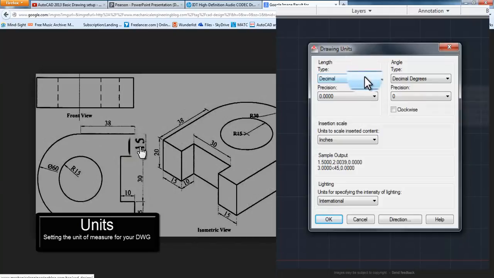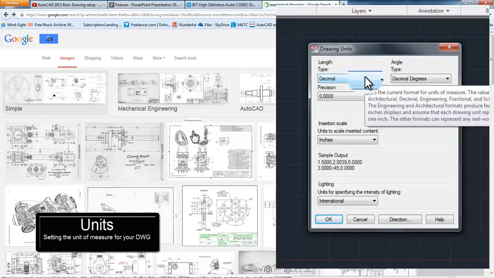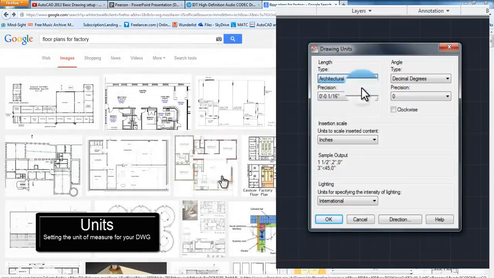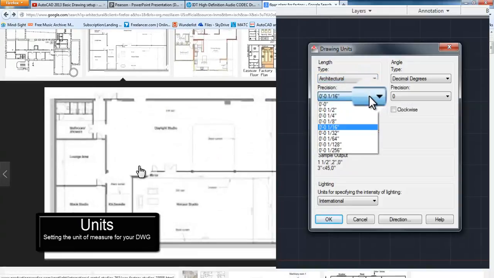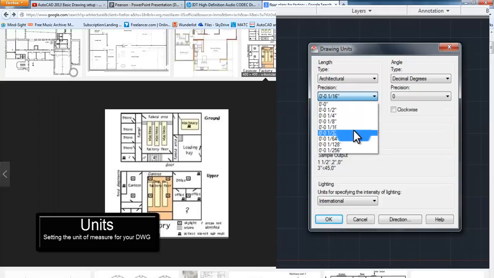When we're working with mechanical parts, for machining or fabricating, that's going to be mainly in decimal inch. And when working with architectural, you're going to be working in feet and inches and fractions of an inch. In accuracy, then 1/8 of an inch. So that's units.